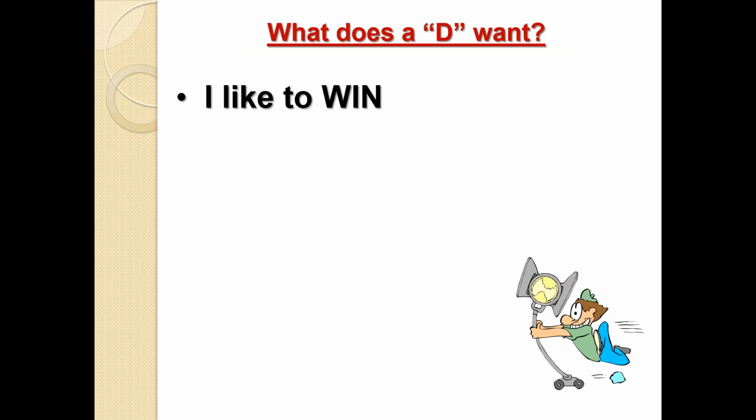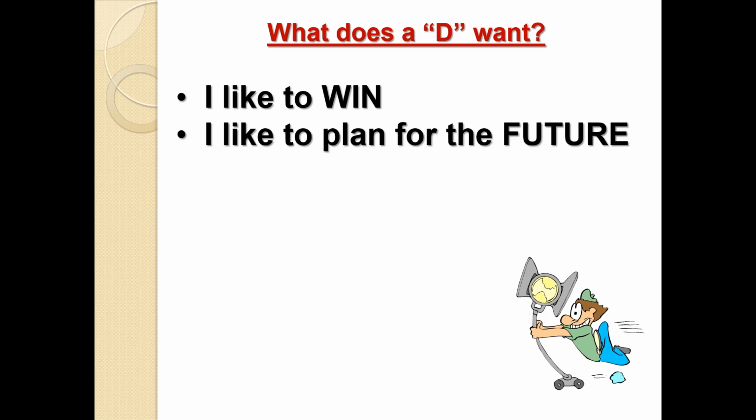What does a D want? They like to win. They're very, very competitive, highly competitive. They are planners because they're visionaries. So they see what they want to get to, and the only way they can get there is by implementing the plan. They like new ideas because they change often. High Ds change their mind quite frequently.